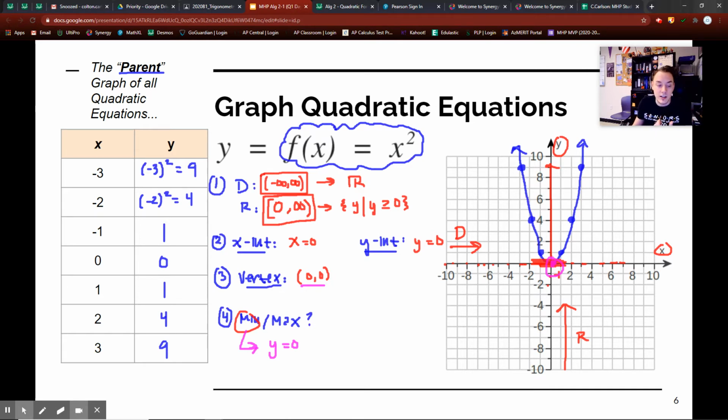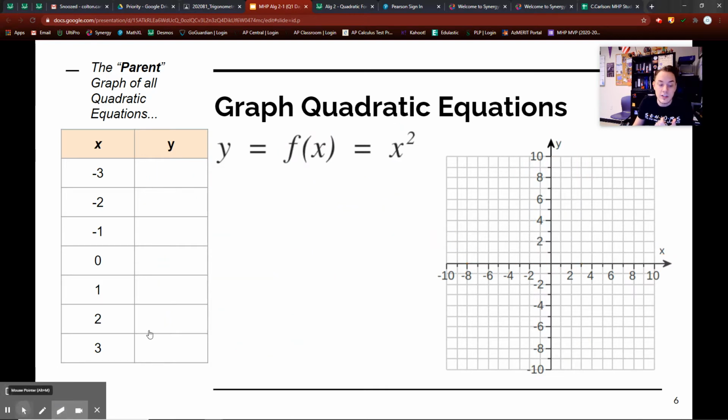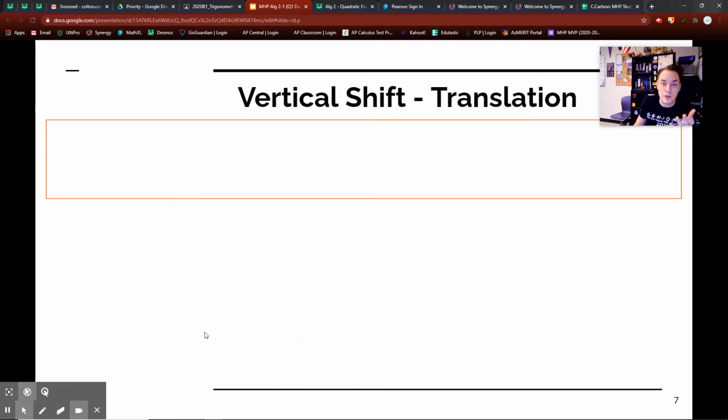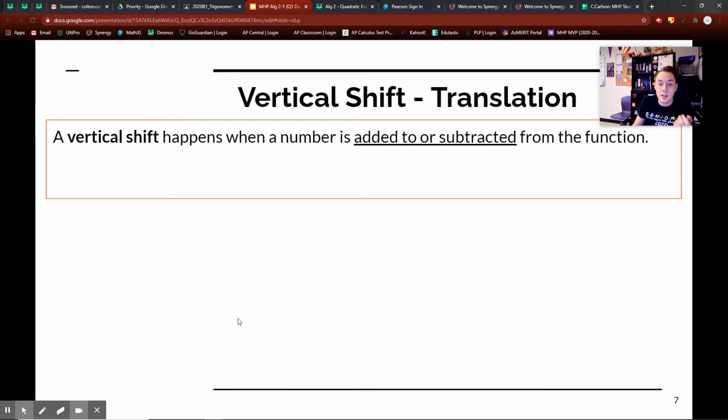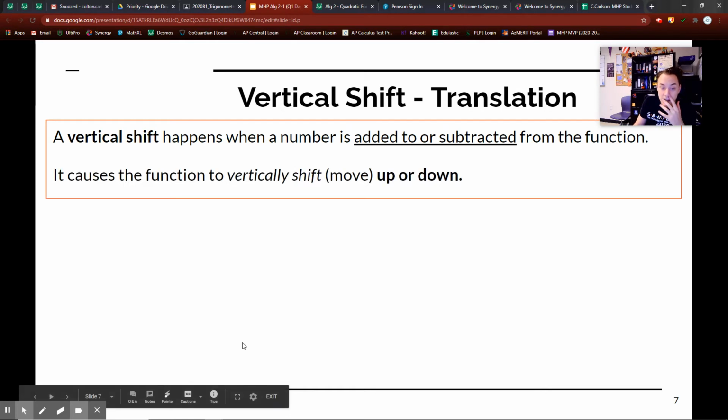It's so much easier to just use your knowledge of transformations to graph this graph. That's it. So our first transformation is what we call vertical shift. That happens when a number is added or subtracted from the function. So it causes the function to vertically shift or move up and down.